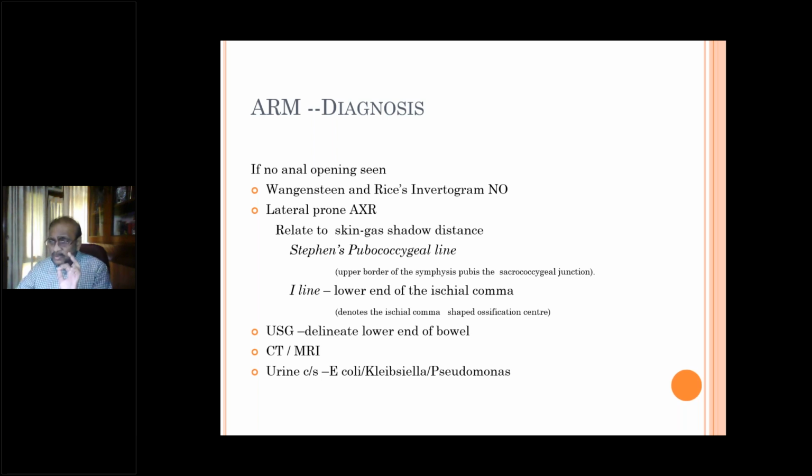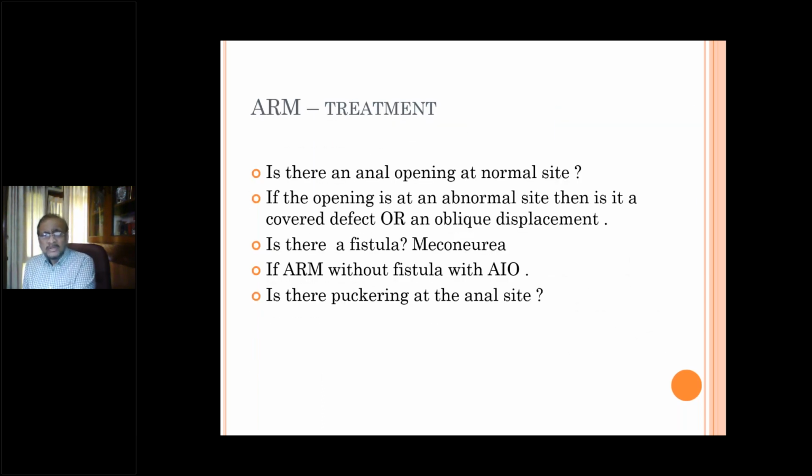So what you do is a urine culture and sensitivity, and if you find these organisms, E. coli, Klebsiella, and Pseudomonas, identified in the urine, that is an absolutely sure sign of a fistulous communication. Is that clear? Because there's no reason why you should find these organisms in the urine of a newborn. If they are there in the urine of a newborn, that means an intestinal communication somewhere. Is that clear? Now, what is the treatment?